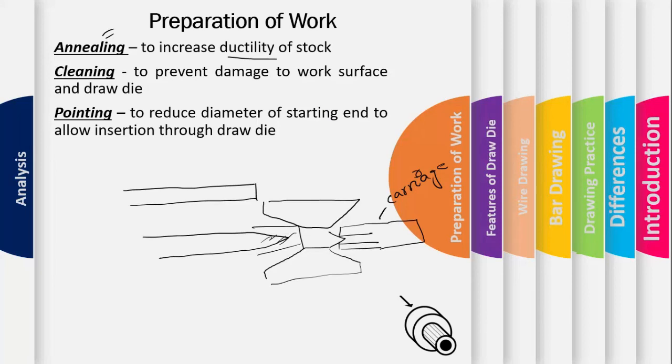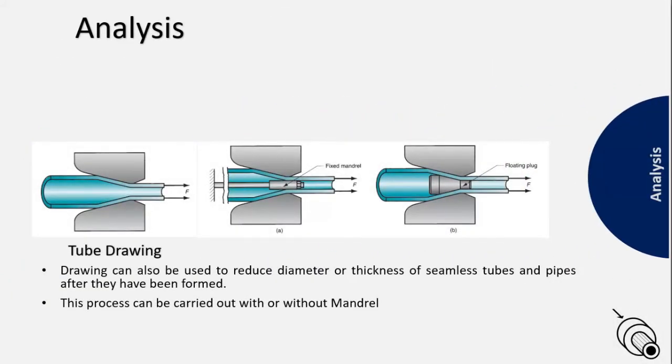Last, we have a short analysis for the wire and the bar drawing operation. As we know, it's a reduction process, so we have certain parameters in the drawing operation. The first and foremost is the reduction ratio. We have the reduction ratio, that is equal to initial area minus final area divided by the initial area, right? And obviously we mean the cross section area here.